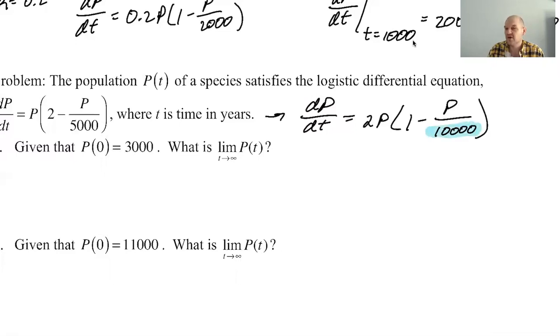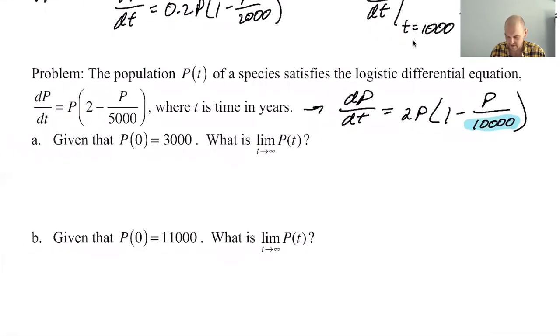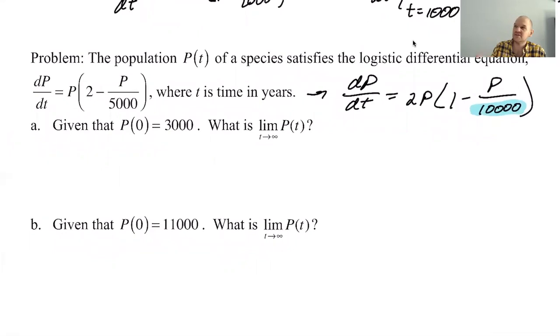that you've got to keep in mind. It doesn't matter what the initial condition is, the limit will be the same. This is frequently, when a logistic differential equation is on the AP exam, this question is frequently a part of it. It doesn't matter what the initial condition is. The limit as t approaches infinity of P(t) is going to be 10,000.